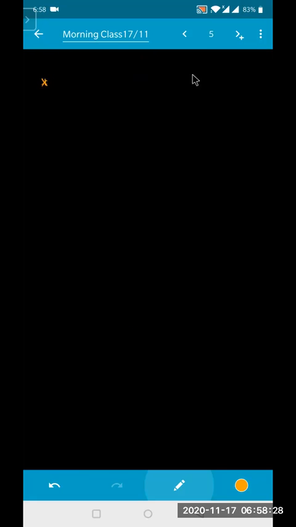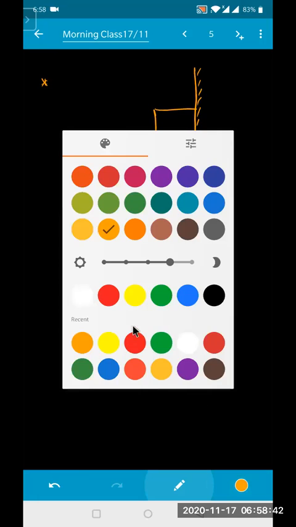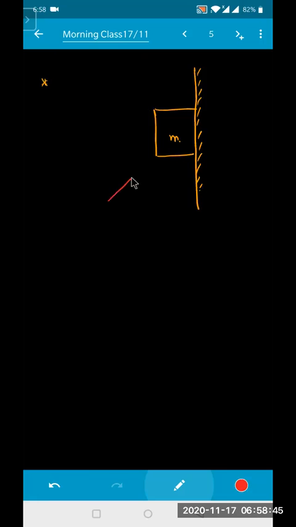So, I'll make one more application here. See, on the vertical wall there is a block right now. This is a block of mass m, and you are applying a force on it in this direction, capital F, at a certain angle.